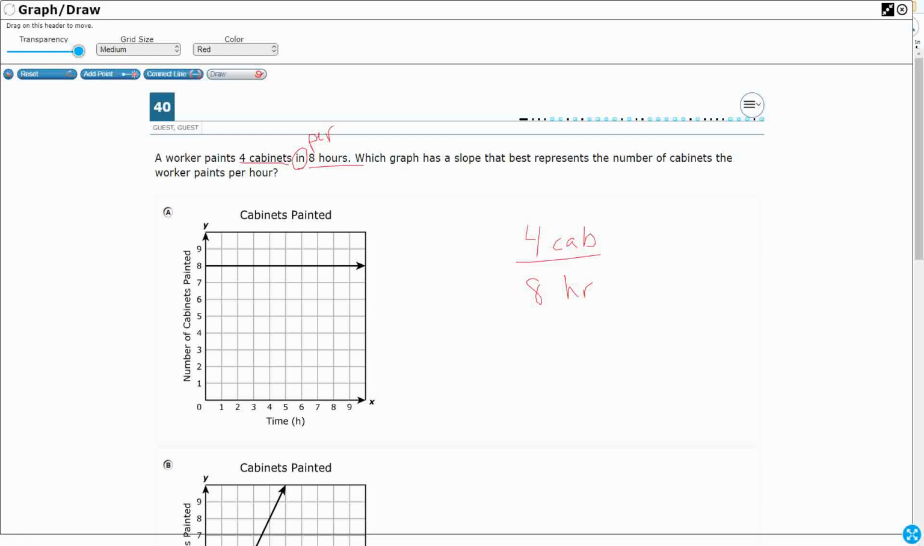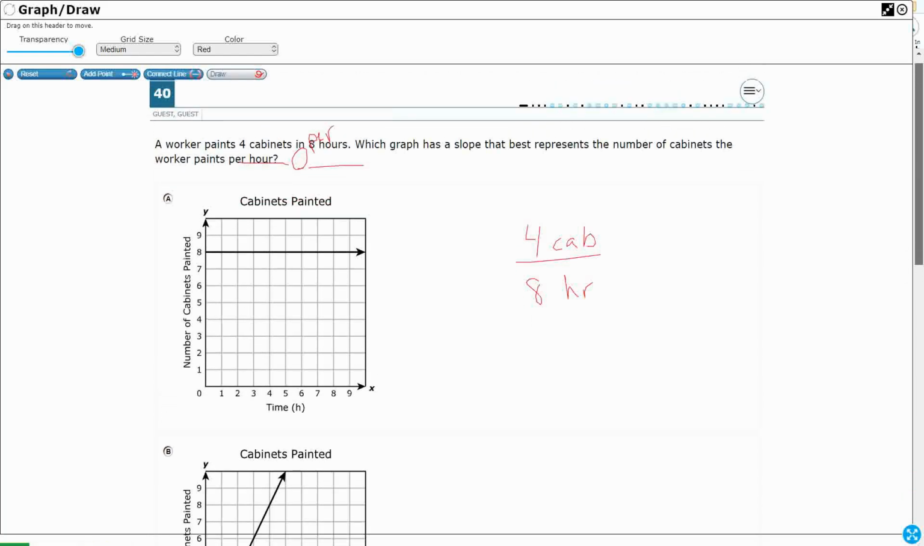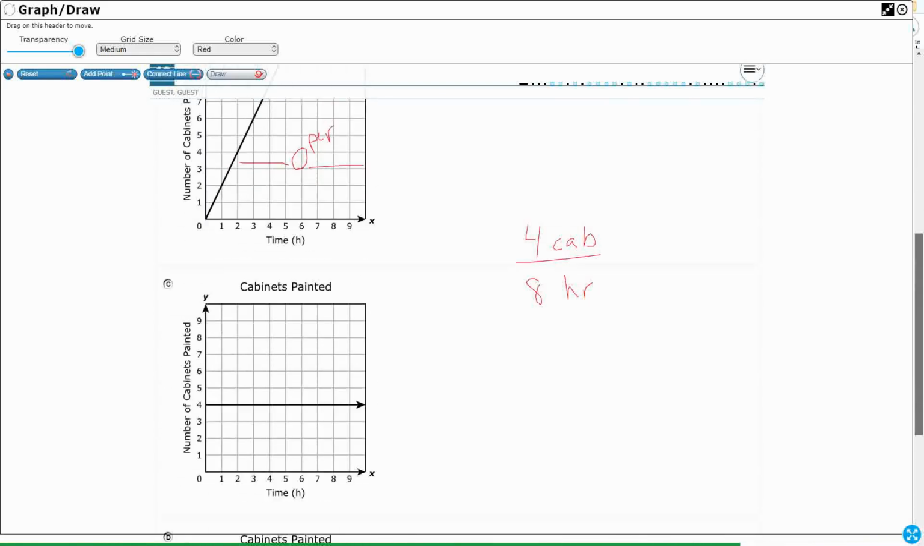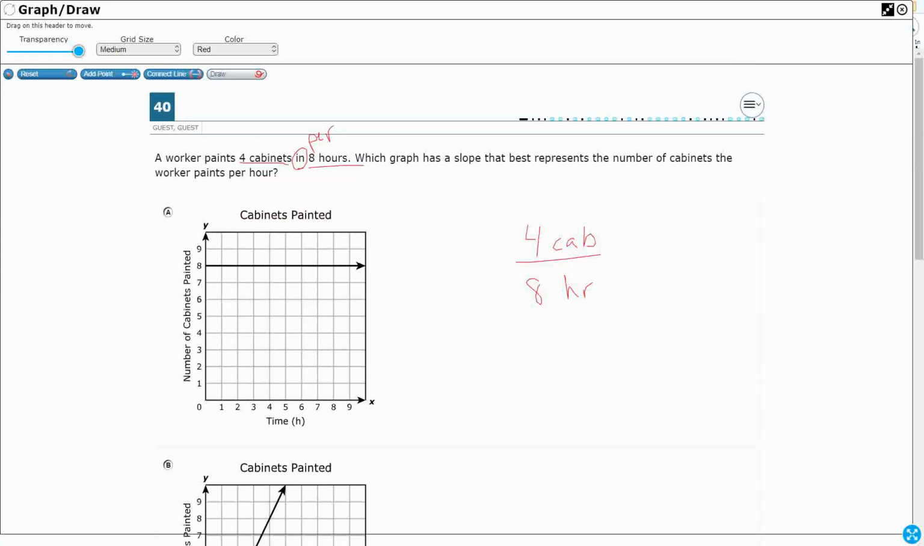Now, I wrote it like that for 2 reasons. One, that's the order in which they gave it to me, right? Cabinets per hours. They gave that to me, so I just wrote it just like they gave it to me. I also wrote it because you'll notice that all of the axes are labeled the same, right? So we'll just look at A and let that represent that for us. Take a look at my H. My hours, my time, that's my x-axis. And then my cabinets painted is my y-axis.